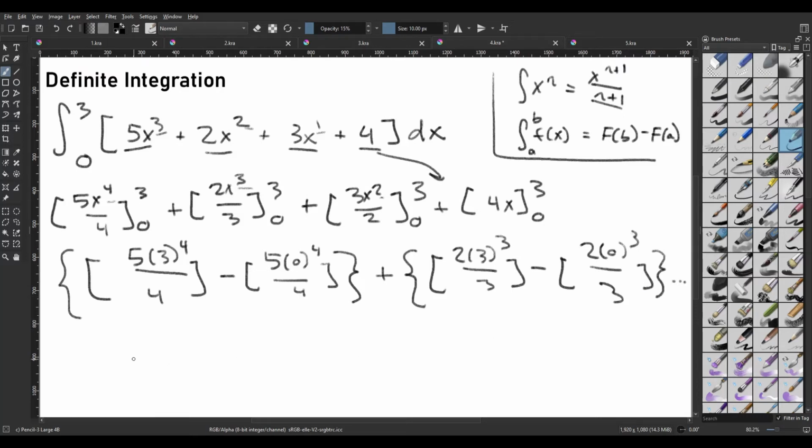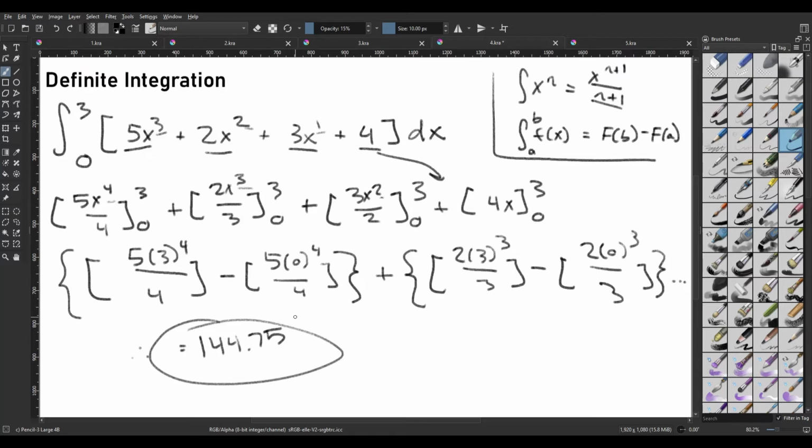And if we were to do this for all the other terms, put this in our calculator. We can use calculators here to make it really easy. 5x cubed plus 2x squared plus 3x plus 4 dx. We're going to get exactly 144 3/4 units, whatever we want to measure that in. That is the answer to this problem.